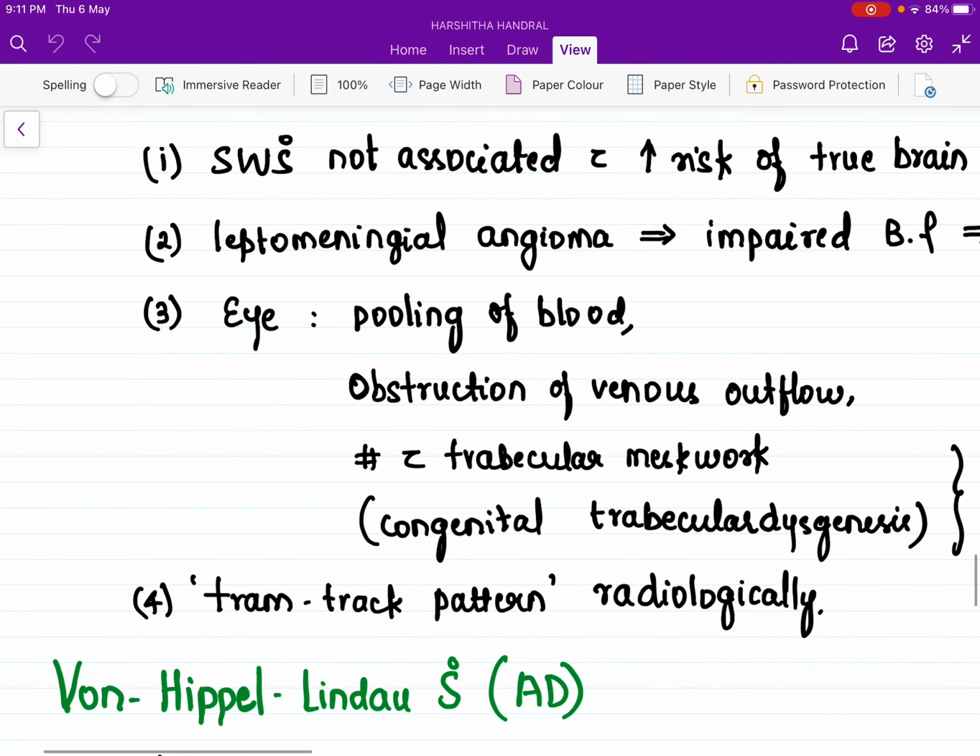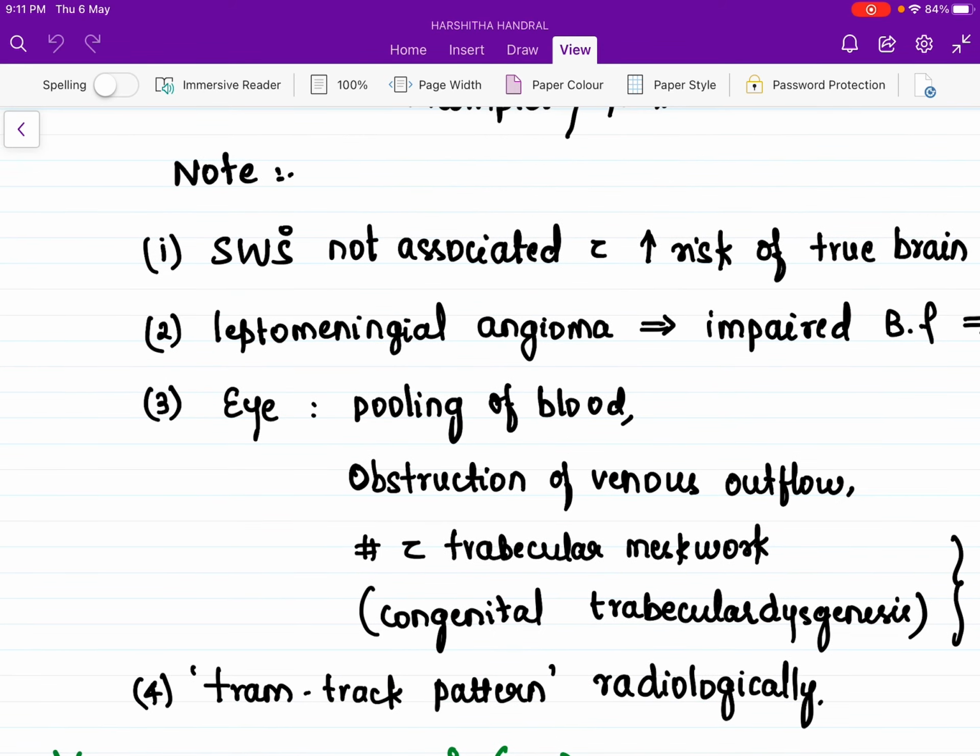And in the eye, due to these multiple malformations of the vascular plexus, there can be pooling of the blood, obstruction of the venous outflow, and problems with the trabecular network that can present as congenital trabeculodysgenesis, and the baby can have glaucoma. And radiologically, one important point that you should remember regarding Sturge-Weber is the tram track pattern. So this is about the Sturge-Weber.